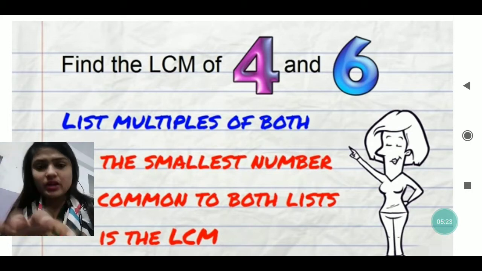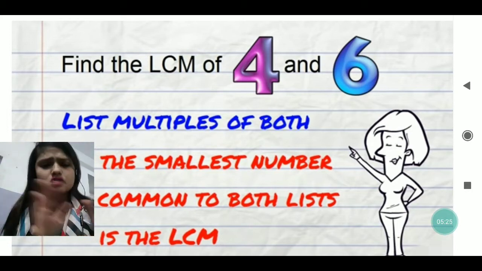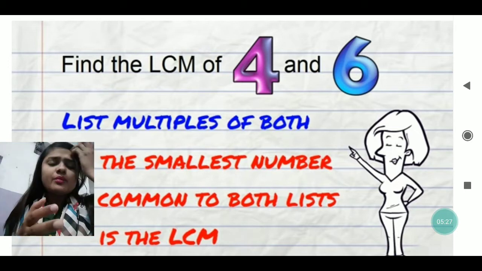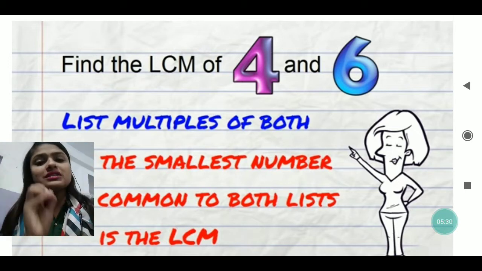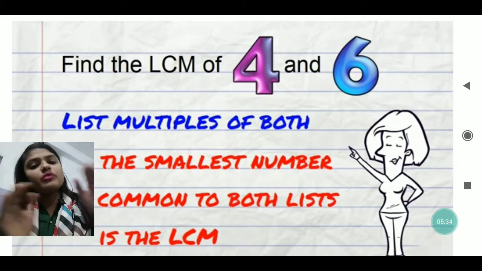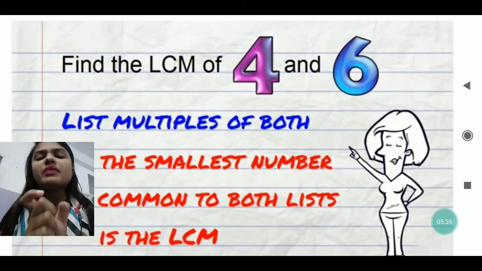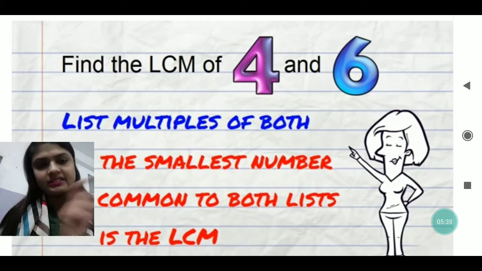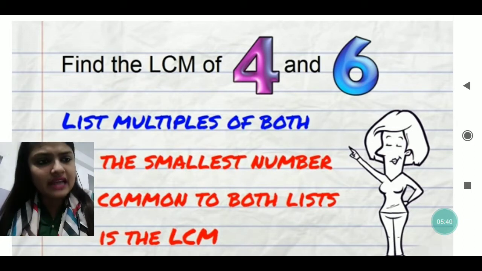You will get 2, 3, 4, 5 common numbers, but among those numbers you have to see which is the least or the lowest, and that number you have to write. That number will become the LCM of 4 and 6. I am going to solve that too, you see.